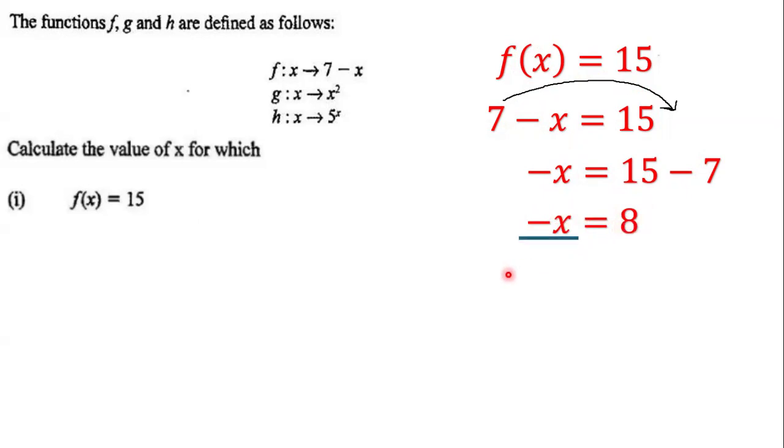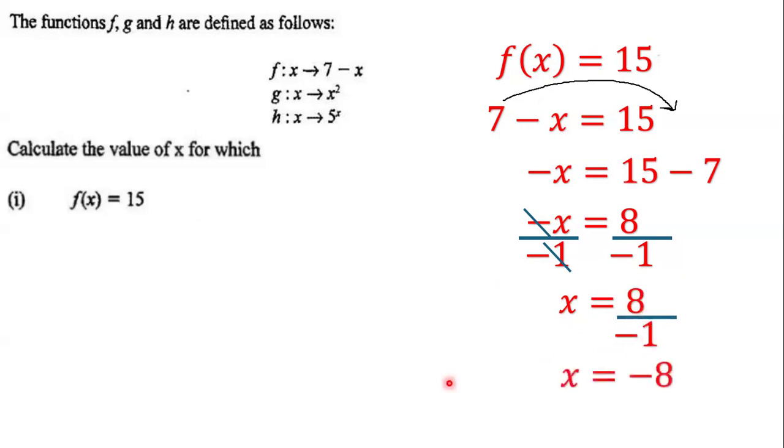Next, we divide both sides of this equation by negative 1. The negative 1 on top cancels with the negative 1 at the bottom. And so what we have left is x. x is equal to 8 divided by negative 1, and 8 divided by negative 1 is simply negative 8. So x is equal to negative 8. That means the value of x for which f of x is equal to 15 is negative 8.